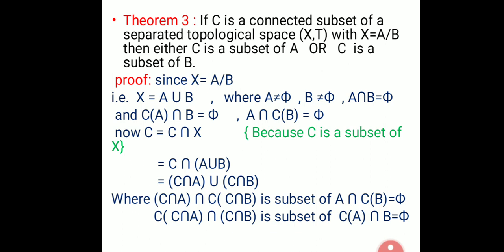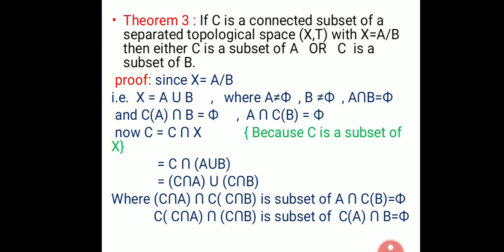Theorem 3. If C is a connected subset of a separated topological space (X, T) with X equal to A ∪ B, then either C is a subset of A or C is a subset of B. Let's prove it. Since it is given that X is equal to A ∪ B, that is, X can be expressed as the union of two non-empty subsets A and B, where A and B are disjoint sets, and from the second condition of separated sets, closure of A ∩ B is equal to phi, and A ∩ closure B is equal to phi.